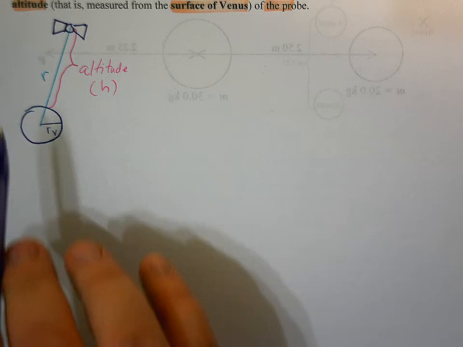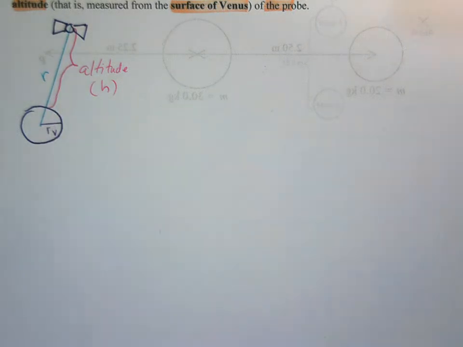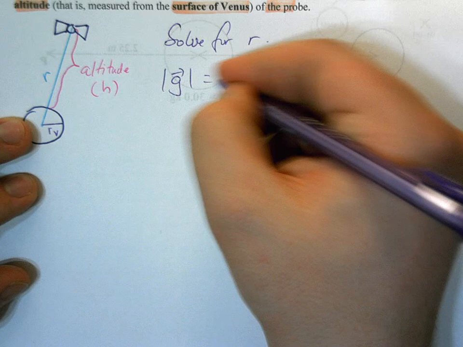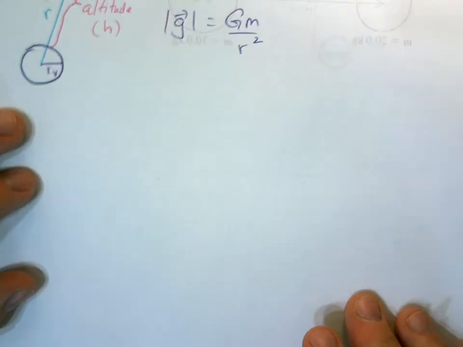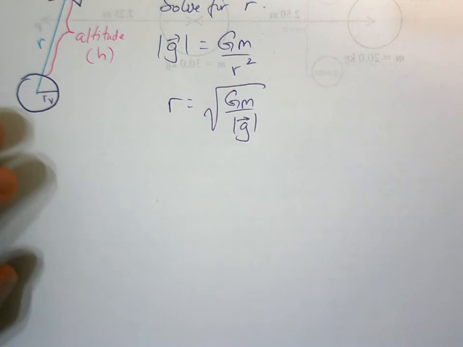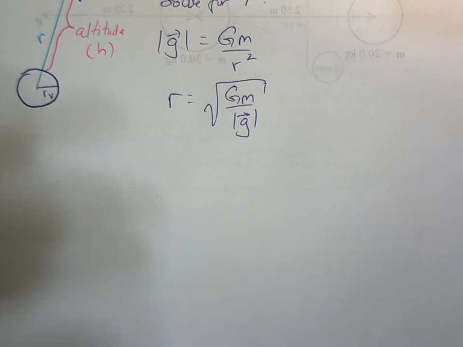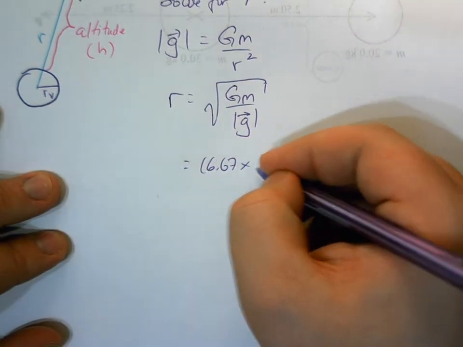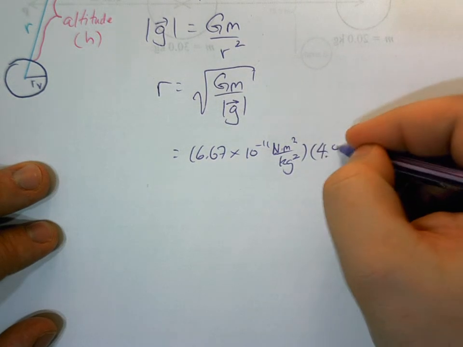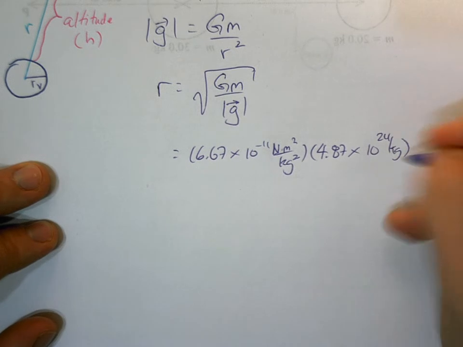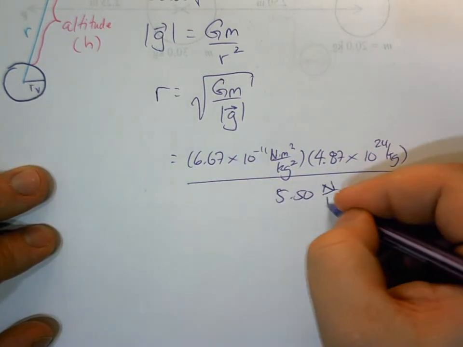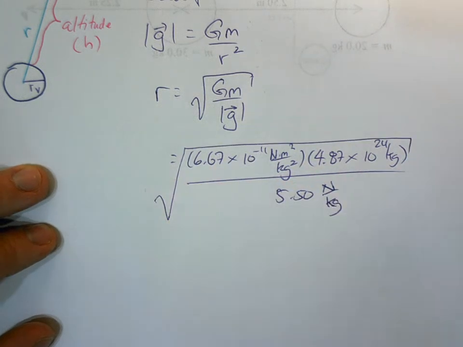So first of all, I'm going to need to solve for r. But again, r is the distance between the center of the probe and the center of Venus. So first off, let's solve for r. So I know that the gravitational field strength is going to be G times m divided by r squared. We just did this rearrangement previously, so I'm just going to write the final rearrangement. So the radius is going to be the square root of GM divided by little g. So we have 6.67 times 10 to the minus 11 newton meters squared per kilogram squared. We have the mass of Venus, 4.87 times 10 to the 24 kilograms. And then we're going to divide that by the gravitational field strength at this point, which is 5.50 newtons per kilogram. And we're going to square root all that.